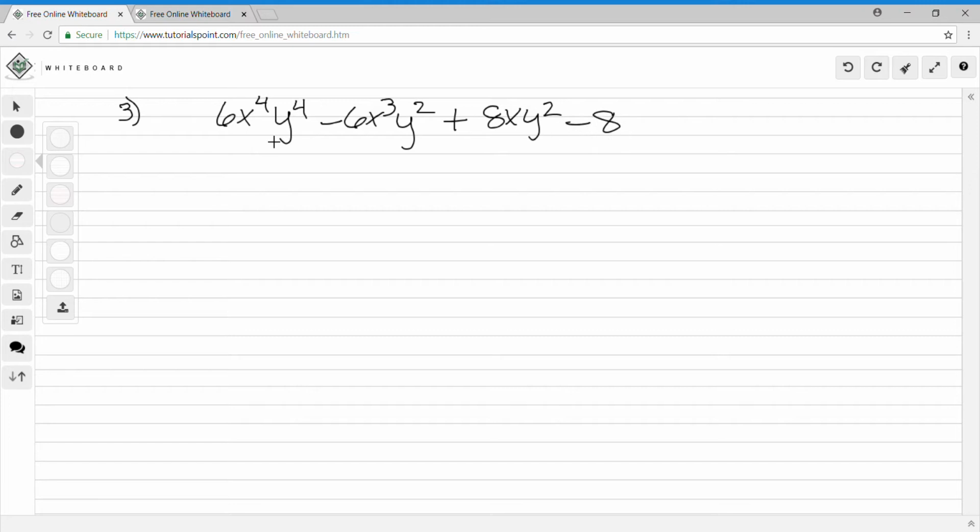So I'm looking at it and I see that we have four terms, right? This is one term, this whole thing is a second term, and this whole thing is a third term and a fourth term. So grouping by factoring might work. So first off, I'm going to break it into two.